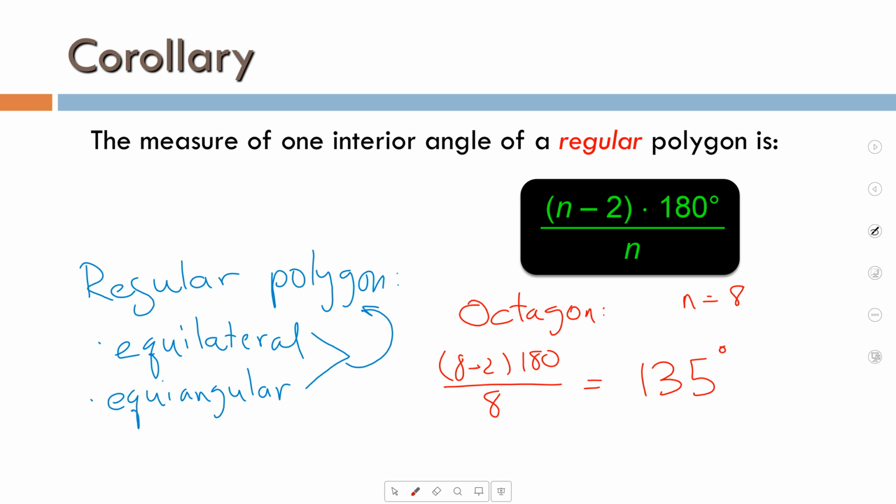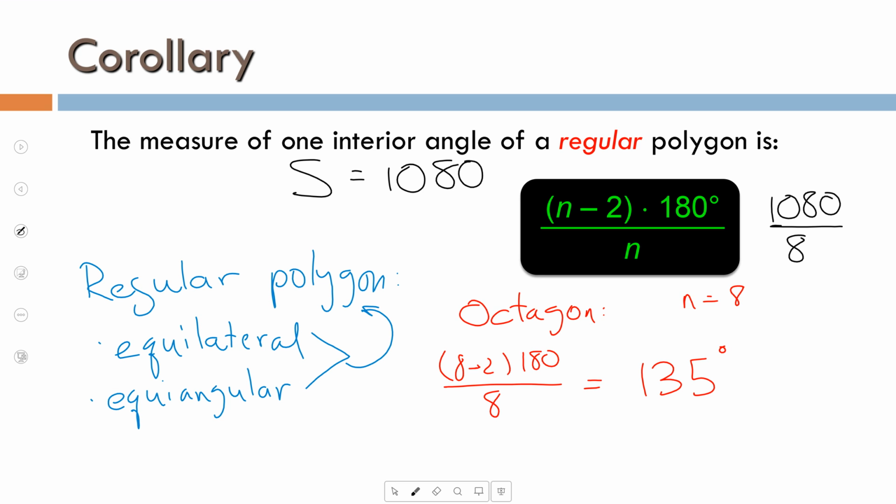Method number 2 is a little more philosophical. I know that the sum of all the angles in an octagon can be found by doing 8 minus 2 times 180. So 6 times 180 is 1080. If the sum of all the angles in the octagon is 1080, so S would be 1080 for an octagon, and I know that a regular octagon has all the angles equal, then I can take 1080 and divide it by those 8 angles.